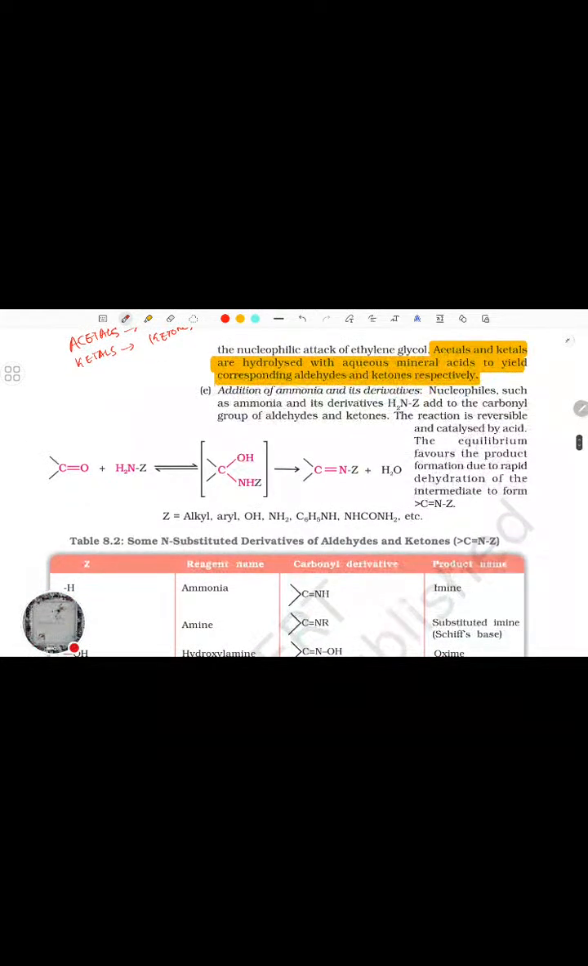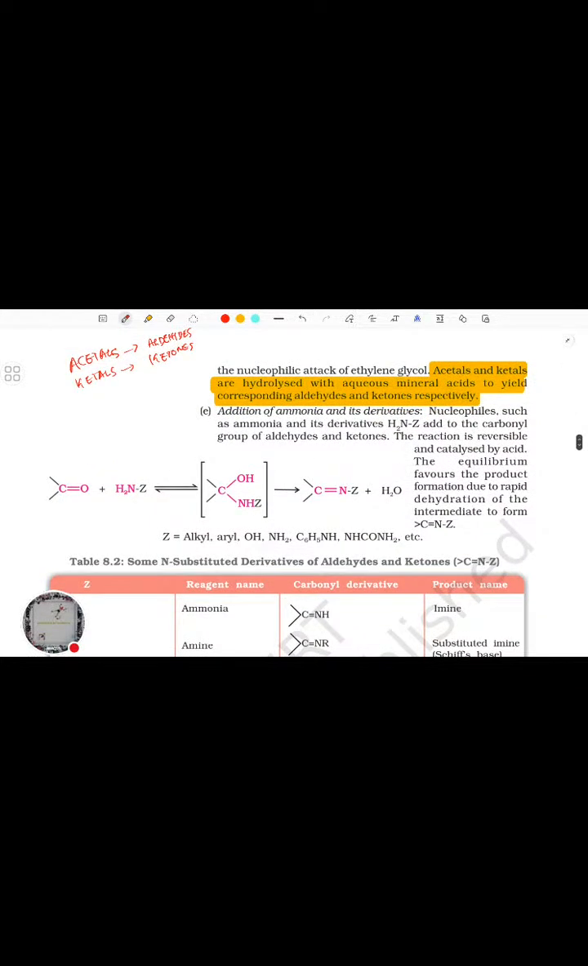Ketones, nucleophiles such as ammonia and its derivatives. The reaction is reversible and catalyzed by acid. The equilibrium favors the product formation due to dehydration of the intermediate.